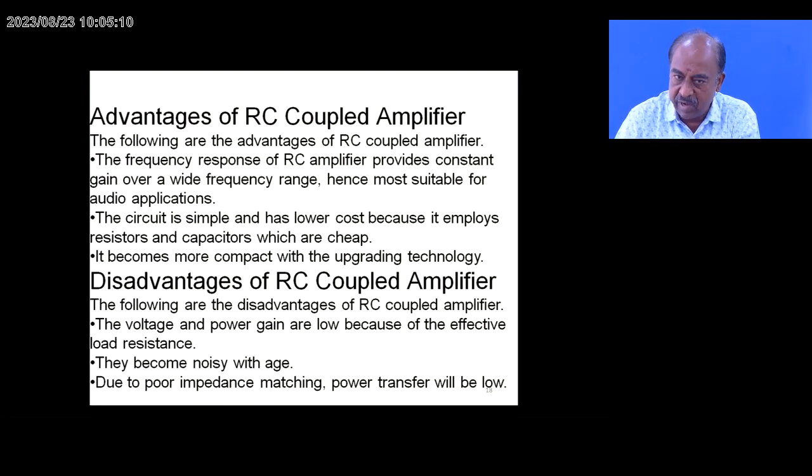Disadvantages of RC coupled amplifier are also explained here. The following are the disadvantages. Number 1, voltage and power gains are very low compared to all other types. They behave noisily with some aging. Then the last disadvantage is that due to poor impedance matching, power transfer will be very low here.